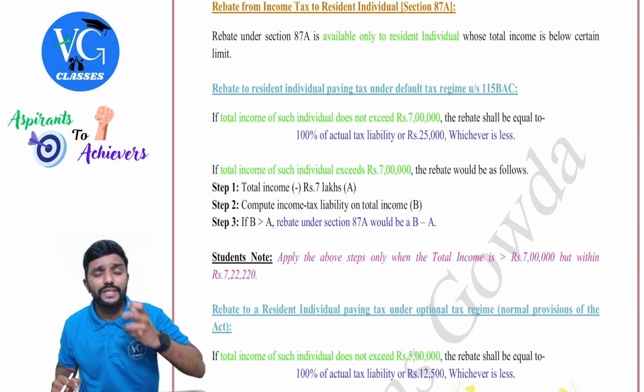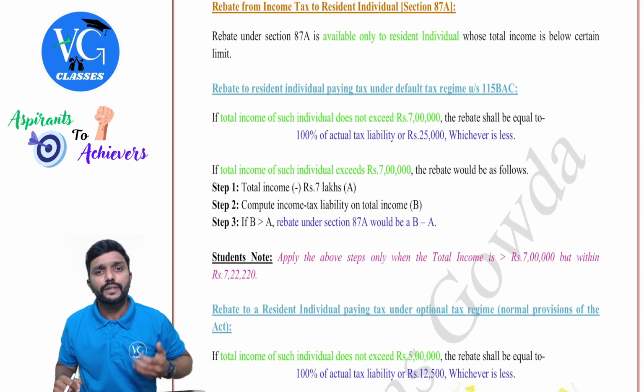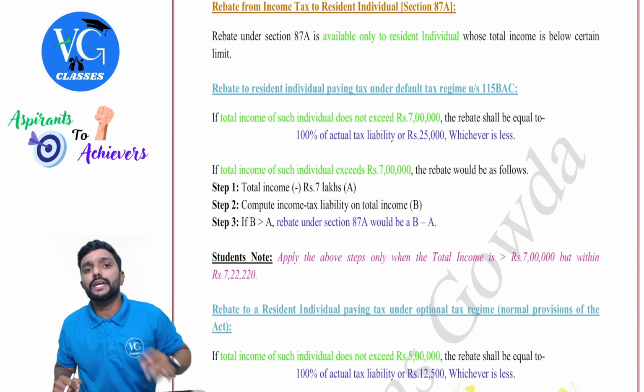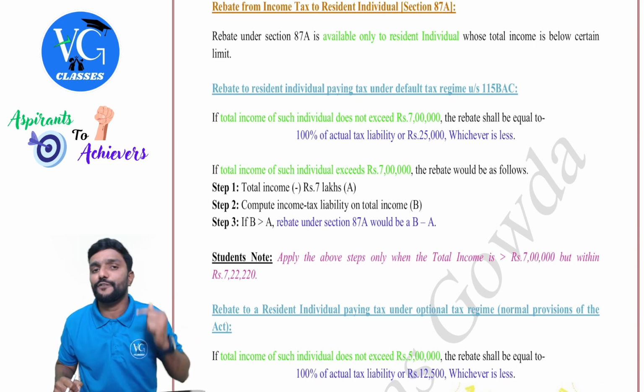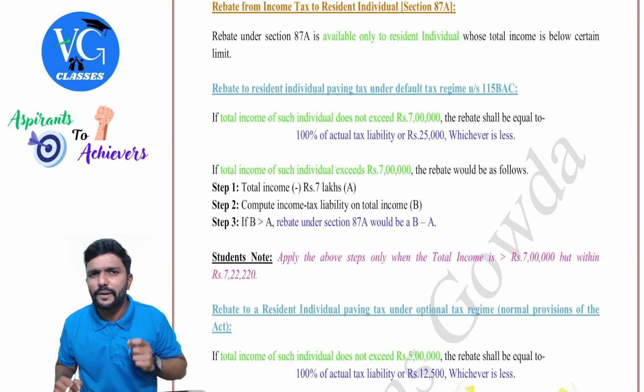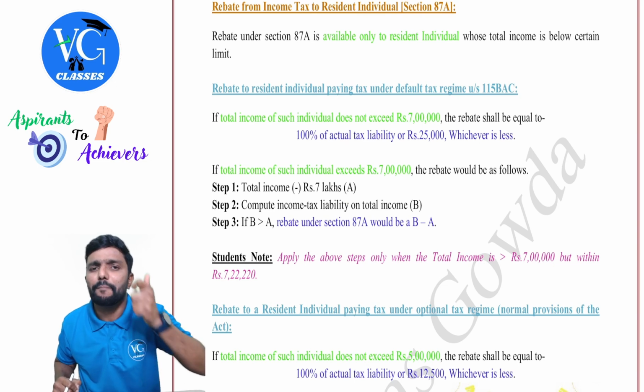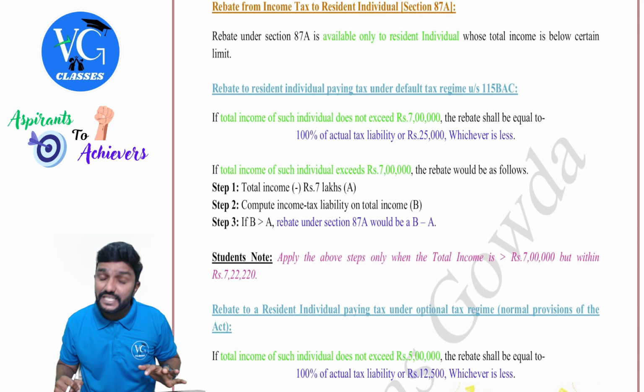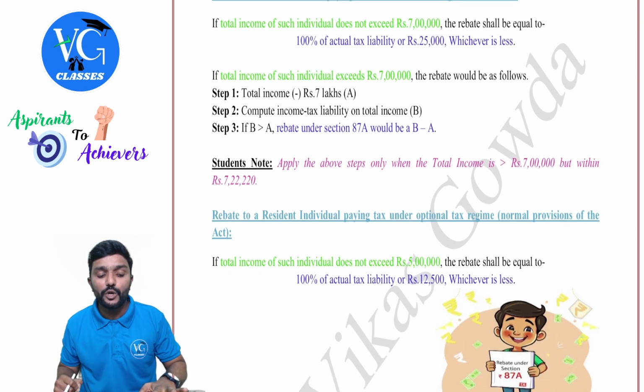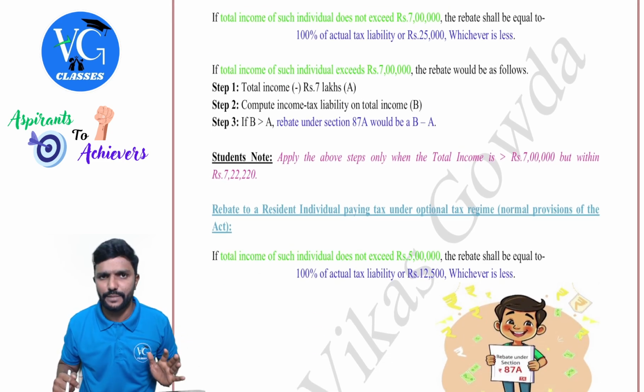But here there is some concept of marginal relief also, that is for rebate availability. Even if the total income of the resident individual under the default regime is more than 7 lakh but higher only by a marginal amount, then they are still eligible for a rebate. But how do we calculate it? We have to apply the steps.